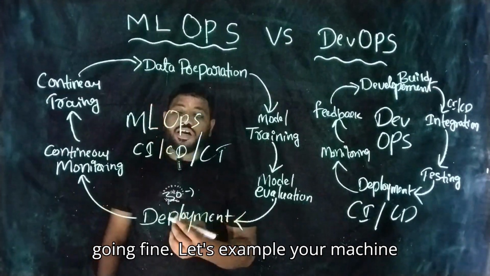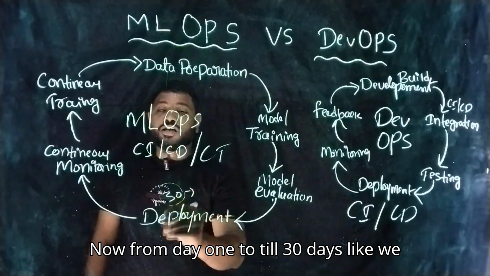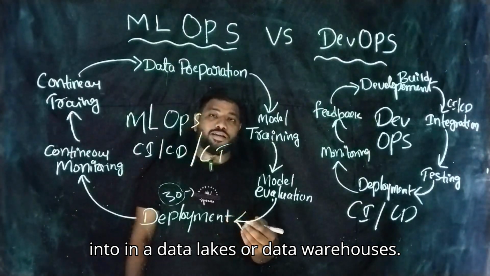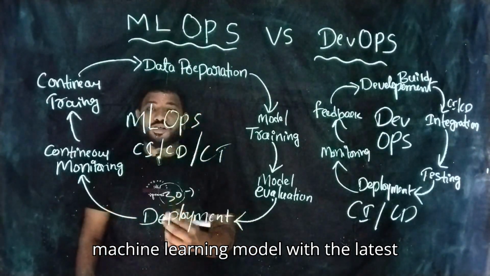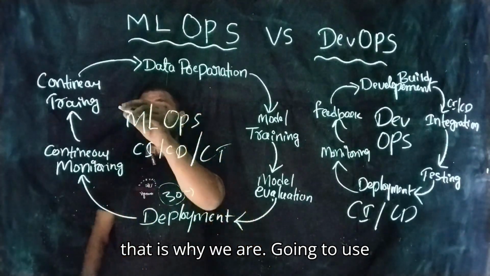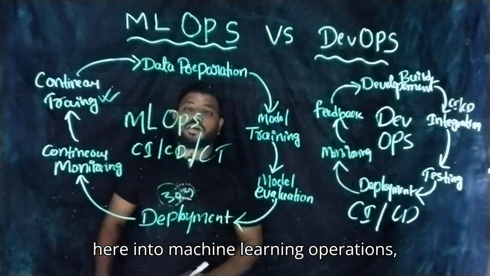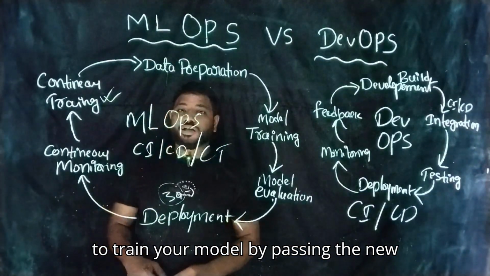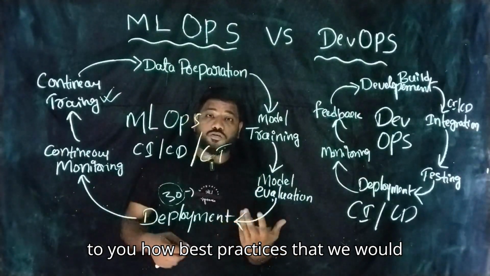Let's say, for example, your machine learning model was deployed 30 days ago. Now from day 1 to 30 days, we have the latest data which is available in data lakes or data warehouses. So it's our responsibility to train our machine learning model with the latest data, and we'd like to see how the machine learning model is behaving. That's why we use the continuous training principle here in machine learning operations, which means you are going to train your model by passing the new data through offline or online. It's up to you which best practices you would like to follow.